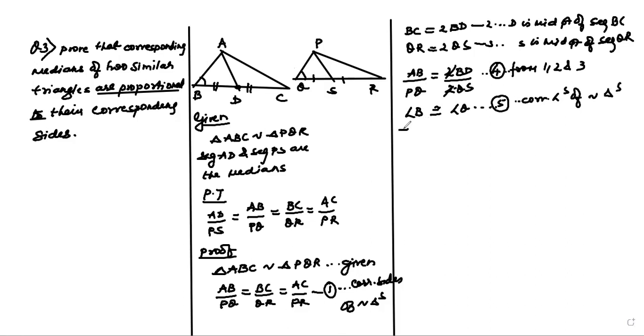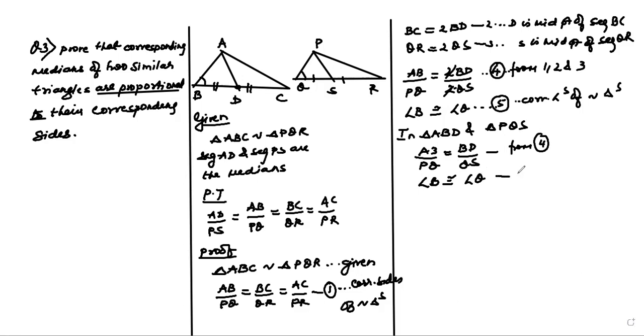And now you can prove the two small triangles similar in triangle ABD and triangle PQS. Just have a look at these two triangles, children. Can I say AB upon PQ equal BD upon QS, from 4? Can I say angle B congruent angle Q, from 5? So don't you realize both these triangles are similar? Triangle ABD is similar to triangle PQS by what test, children? By SAS test of similarity.